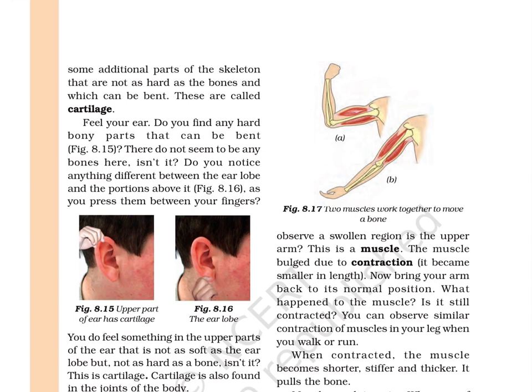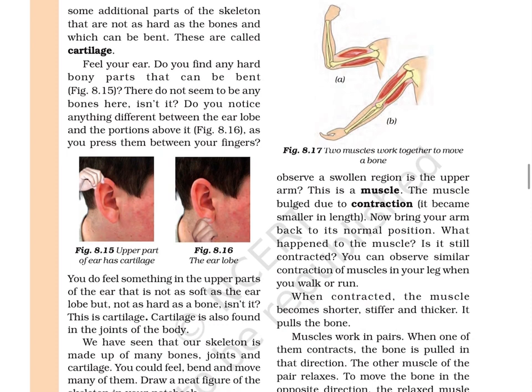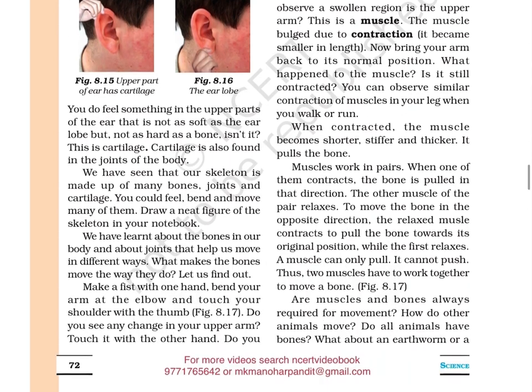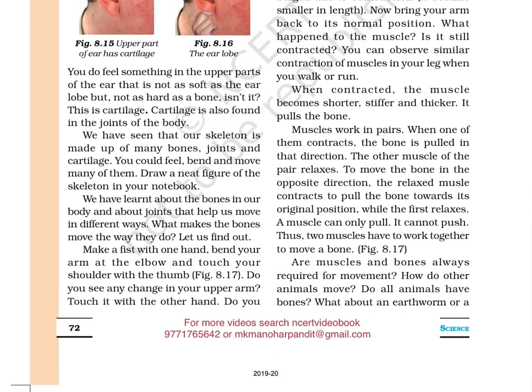Figure 8.16. As you press them between your fingers. Figure 8.15 shows the upper part of the ear has cartilage. Figure 8.16 shows the earlobe. You do feel something in the upper parts of the ear that is not as soft as the earlobe, but not as hard as a bone, isn't it? This is cartilage. Cartilage is also found in the joints of the body.